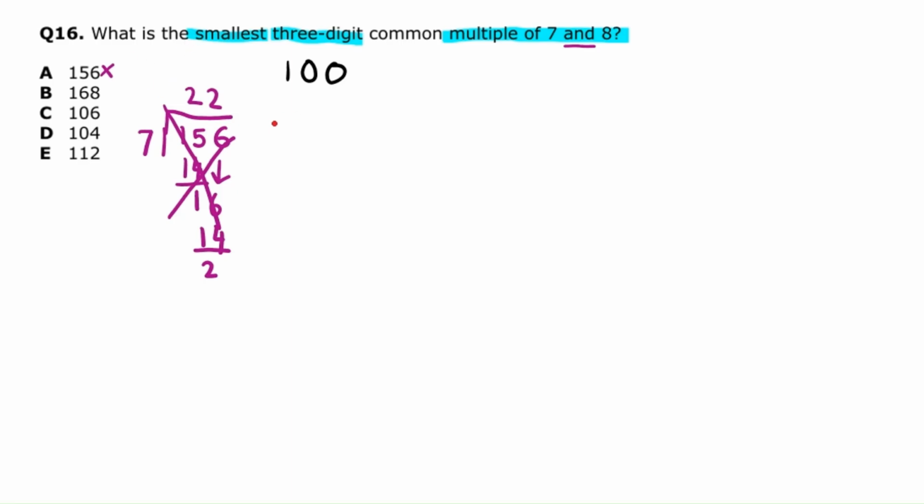Now let's try doing B. 168 divided by 7. 7 times 2 is 14, and 16 minus 14 equals 2, and 8 comes down to make 28, and we know that 7 times 4 equals 28. And there is no remainder, as you can see here, so we know that it's divisible by 7. So now let's try to divide it by 8.